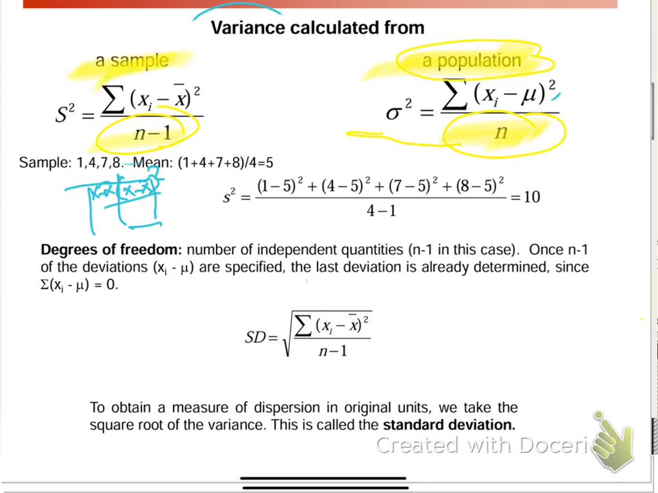If he said sample, it will be n minus 1. Here, in this example, he said sample, so I have to use n minus 1. The first thing I have to do is get the mean of them.